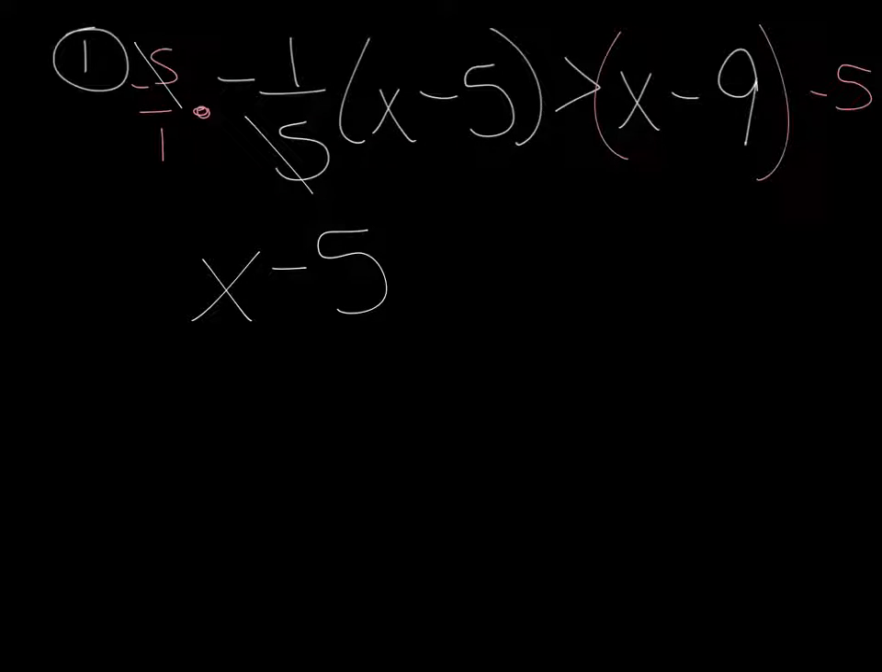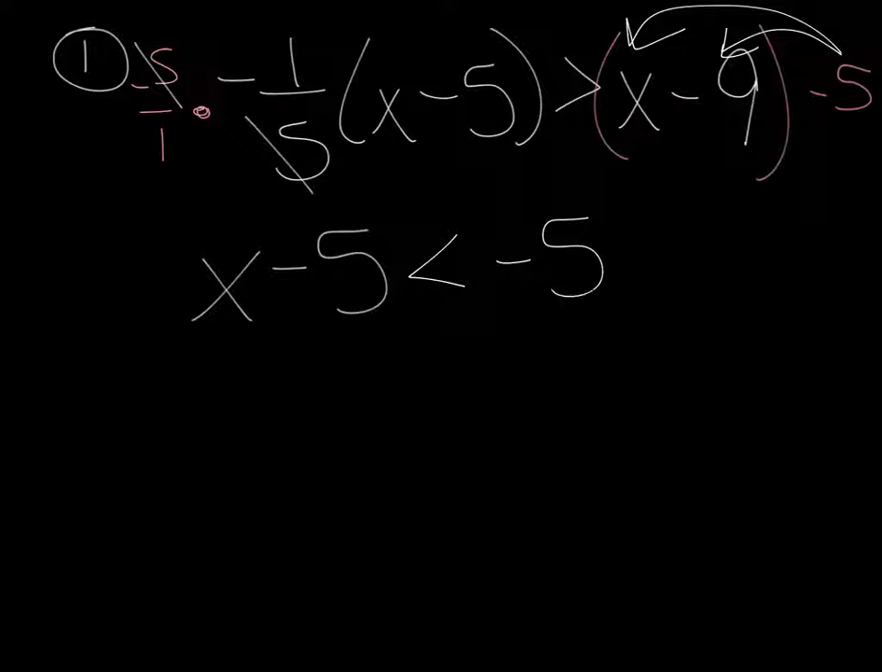I multiplied both sides by a negative, right? I multiplied by a negative here and a negative here. So I have to reverse the inequality. Then I'm going to distribute my -5, and I get -5x plus 45. This is nice looking, no problems, no fractions.